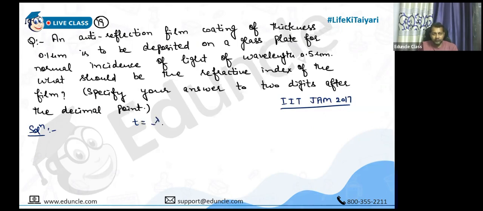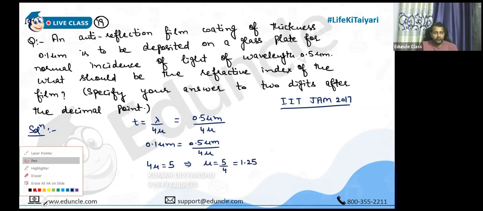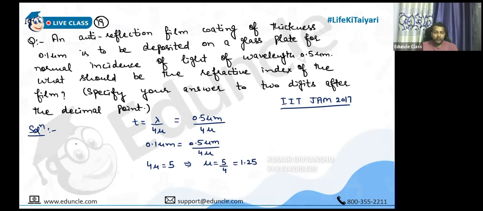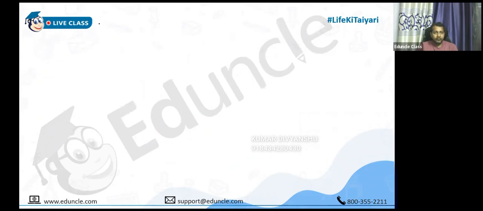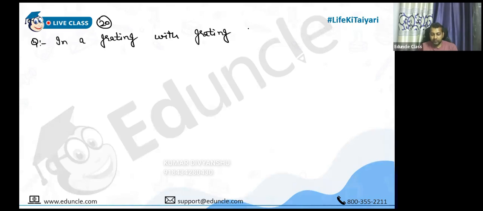Thickness of anti-reflection film coating is given by lambda by 4 mu. Lambda is the wavelength. Thickness is 1.25. Okay, such a small portion is this, and this is for normal incidence. So for oblique incidence, there is no such formula. Of course, the formula is there, but that is not in your syllabus. Okay.